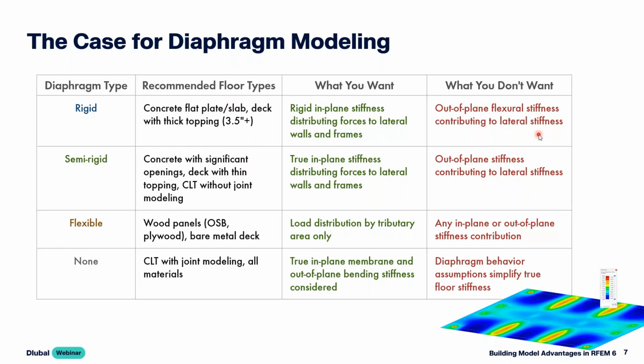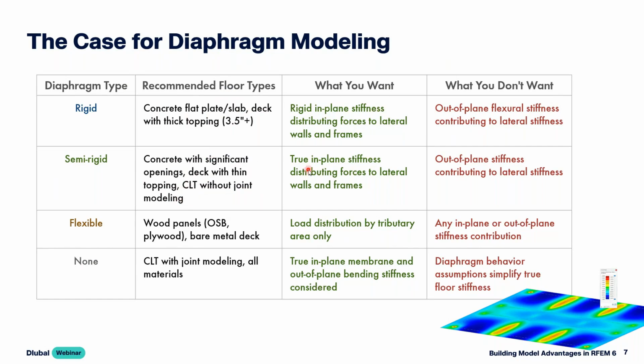Now, in a similar manner, we also have here our semi-rigid diaphragm. So this might be used for concrete with significant openings. Perhaps we have a deck with a very thin topping. It also can be used for mass timber, but I do want to specify here, if you're modeling something like a CLT floor, it should be one continuous surface. If you are modeling with the joints behavior, so I'm talking about line hinges where we release the moments and we account for the slip of the connections, I would not recommend a diaphragm at all. So basically mass timber, CLT, if you're not modeling those joints in detail.